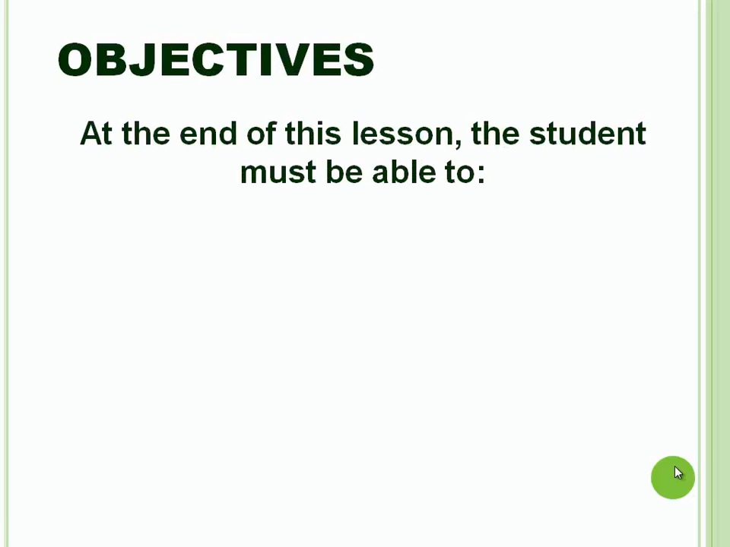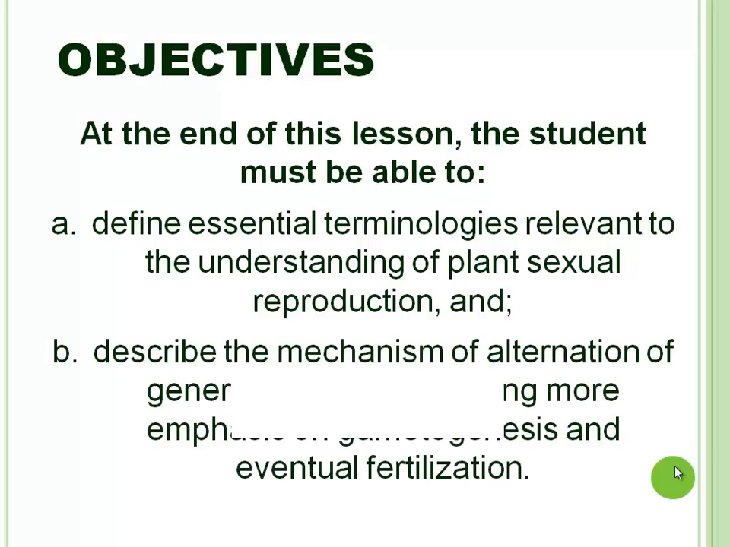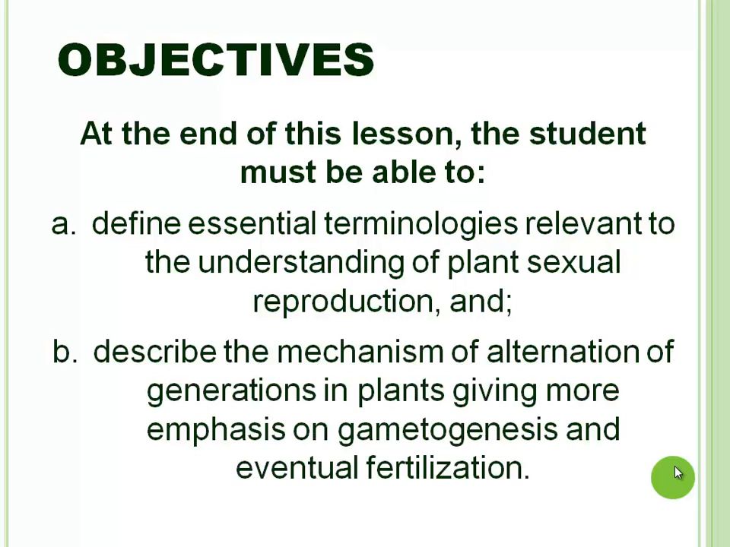So without much further ado, this will be the objectives of my discussions. At the end of this lesson, the student must be able to define essential terminologies relevant to the understanding of plant sexual reproduction and describe the mechanism of alternation of generations in plants, giving more emphasis on gametogenesis and eventual fertilization.